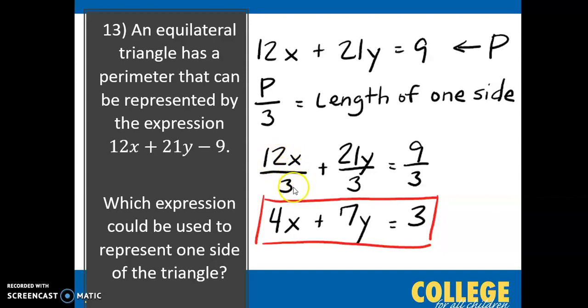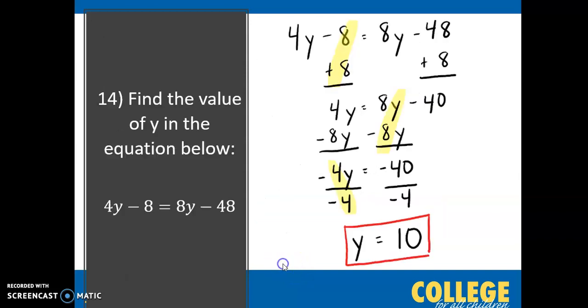So 12x divided by 3 is 4x. It's just 12 divided by 3 and the x stays there. 21y divided by 3: 21 divided by 3 is 7, and the y just stays there. And then the last part, 9 divided by 3 equals 3. So this would be my simplified expression, which would be the length of just one side of that triangle.